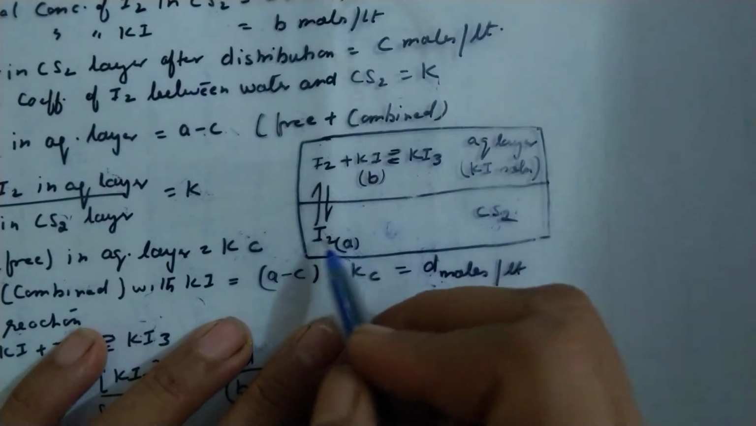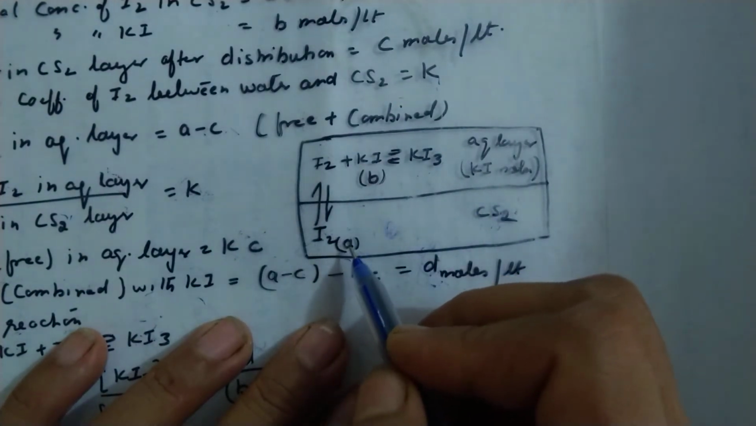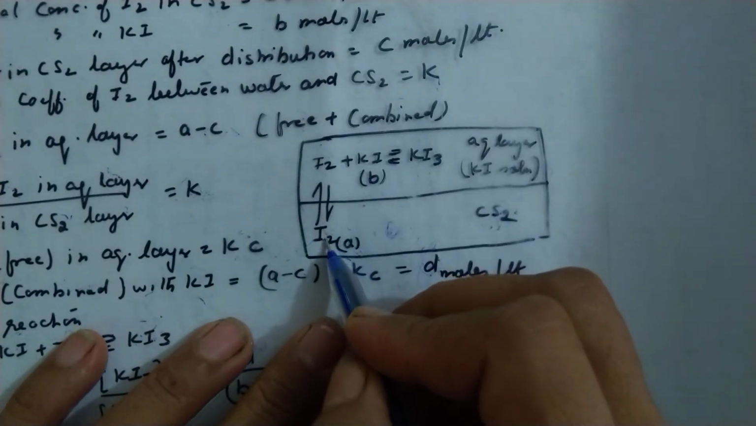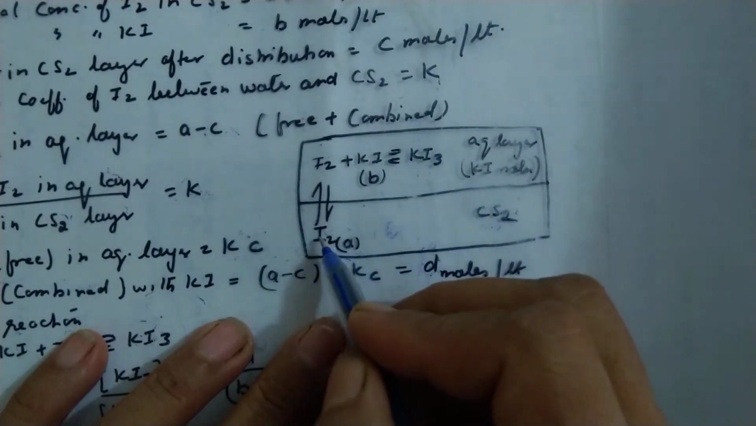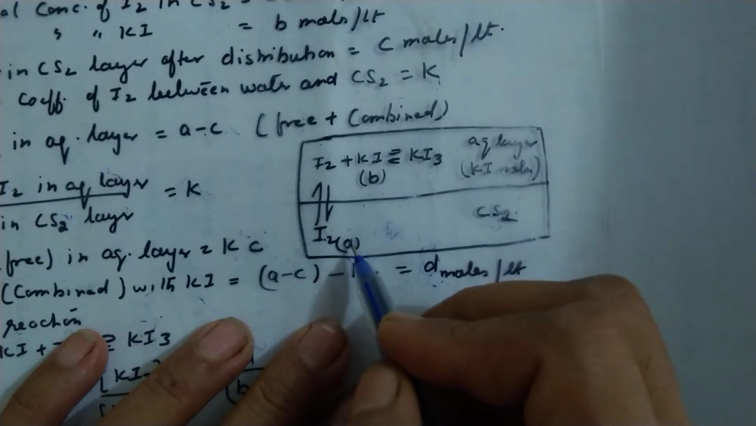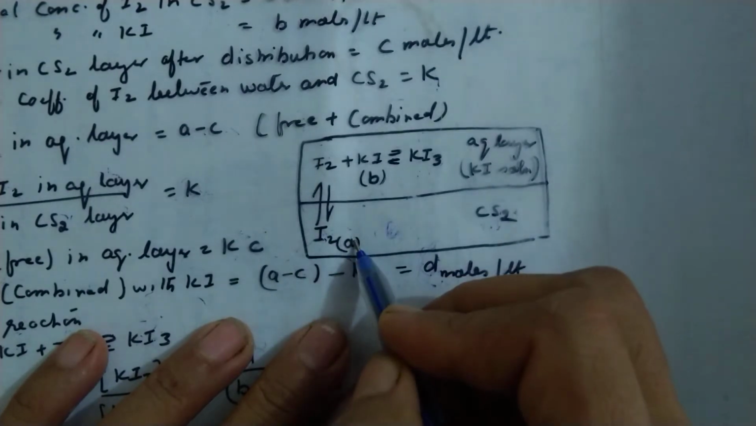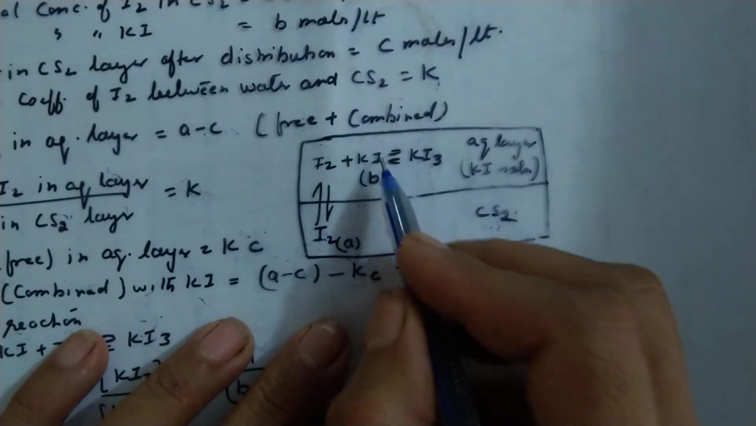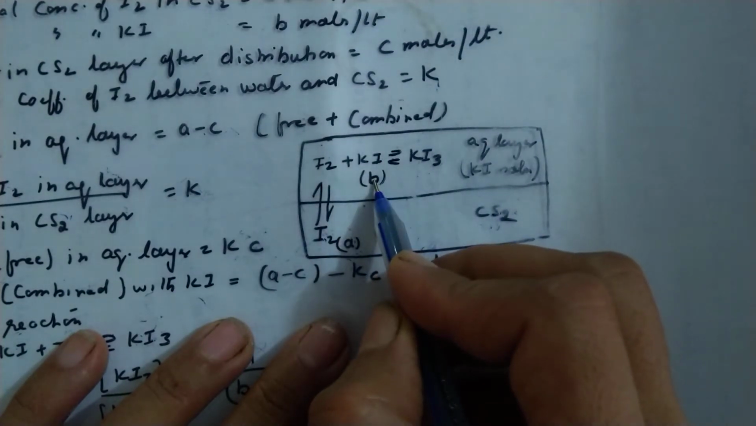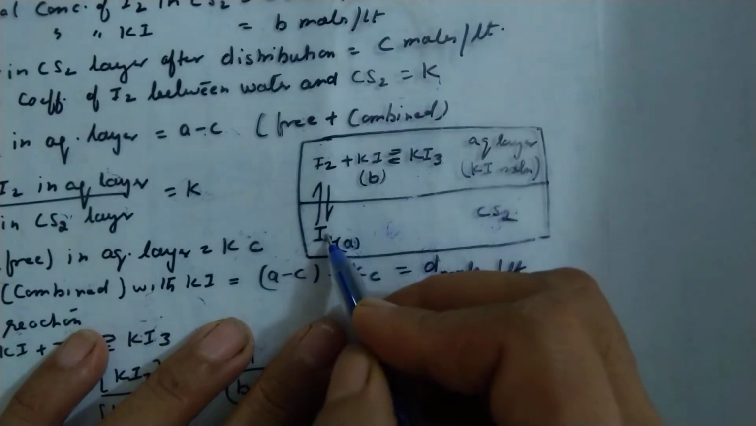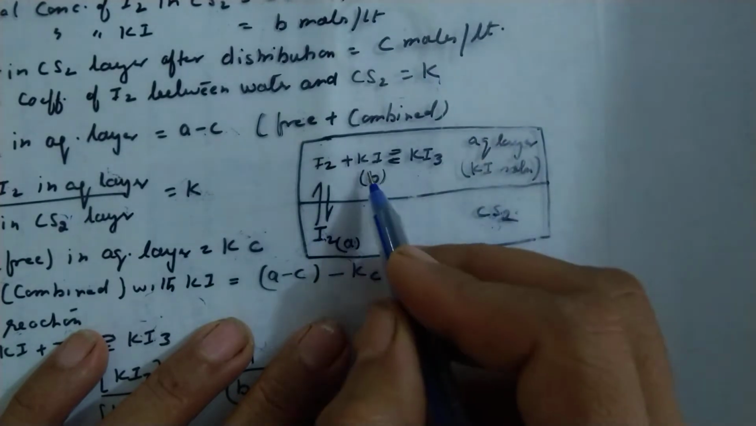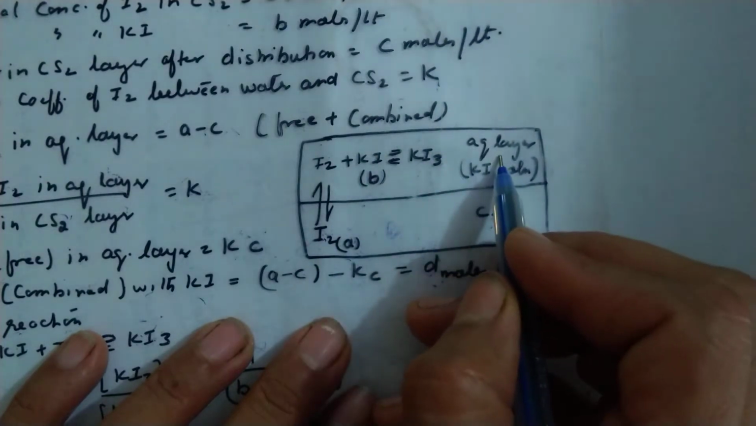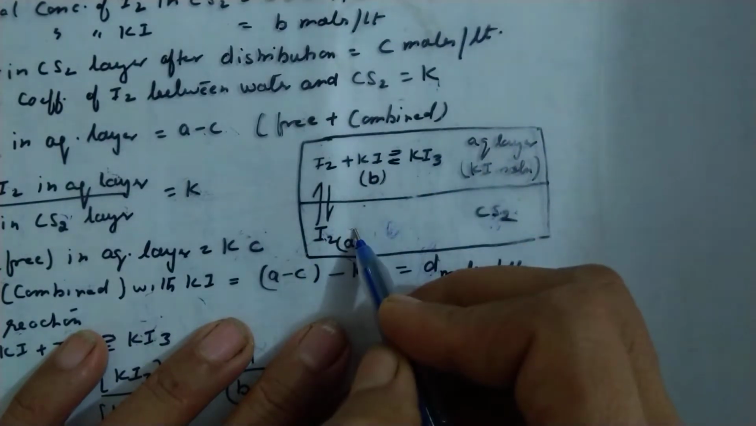And here what is needed is that whatever iodine you have added, the concentration of iodine should be known. Suppose A moles of iodine you have taken here in CS2 and potassium iodide you have added, that is B moles. A is the concentration of iodine in CS2 and B is the concentration of potassium iodide which we have added in water. That should be known.